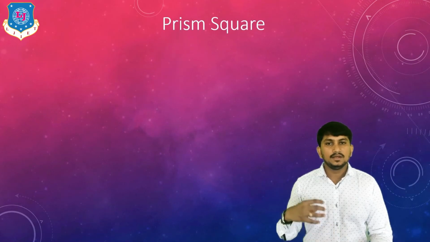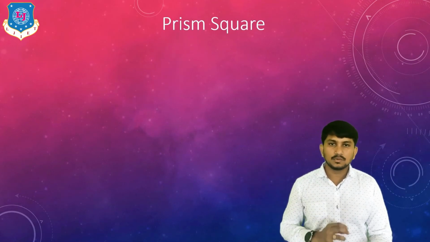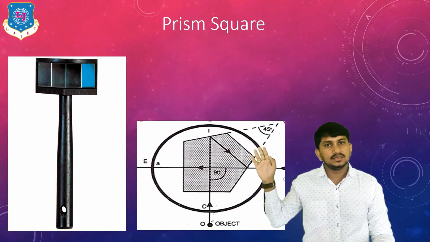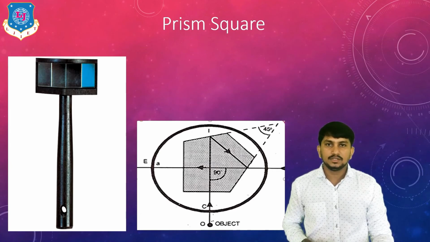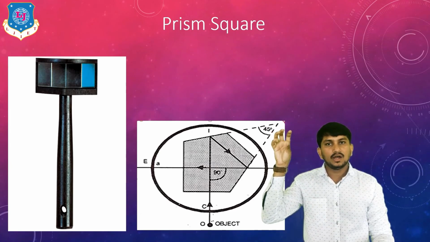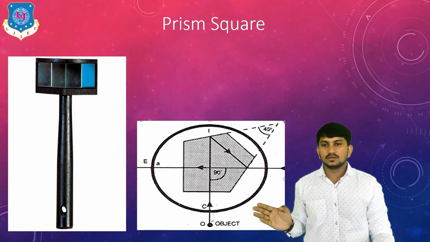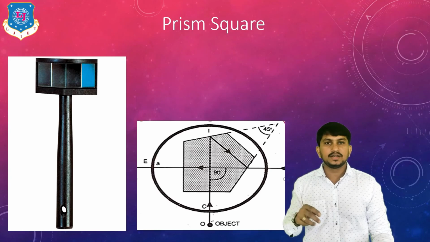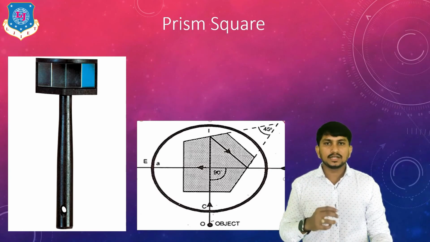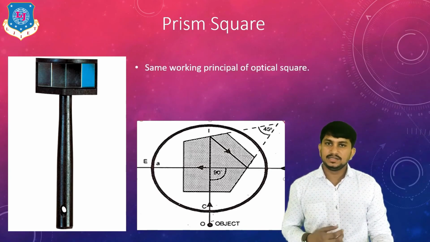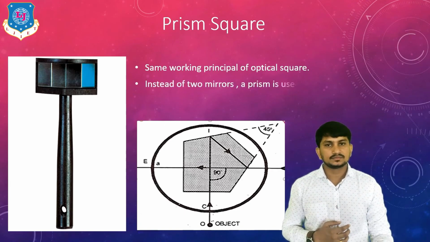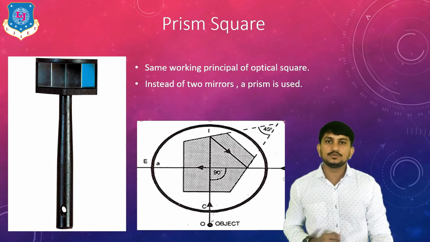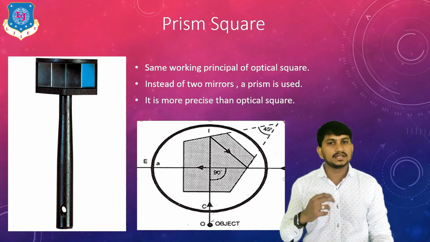Now let's move to the last instrument, which is the Prism Square. The name itself suggests it includes a prism. This is the image of the Prism Square. You can clearly see one prism fitted at the top of the handle. On the structure you can see one prism having 2 reflecting surfaces at a 45 degree angle. The principle of working and method of operating is similar to the optical square. Instead of 2 mirrors, here one prism is provided having 2 reflecting surfaces.